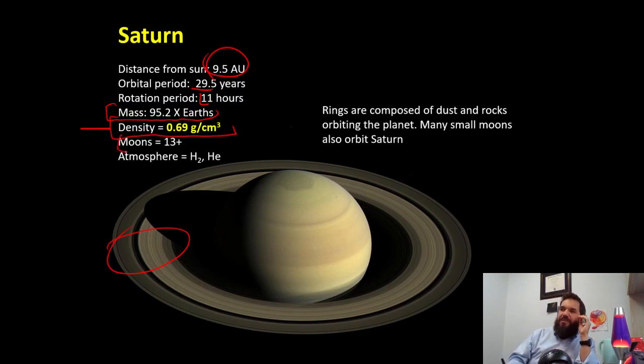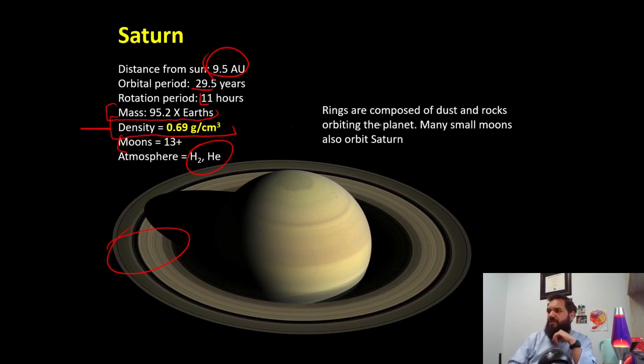Has 13 plus moons. Why do I say plus? Because there's so many objects around Saturn. It's not just 13. There are a lot of things. Some of them very small, right? But they are orbiting around Saturn. Okay. Atmosphere is hydrogen and helium. Okay.